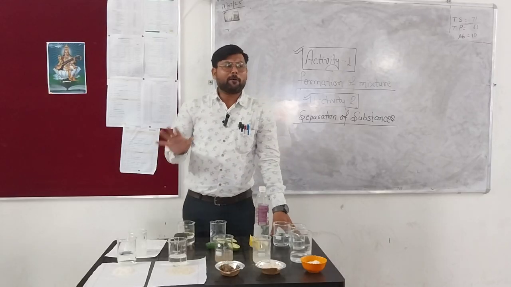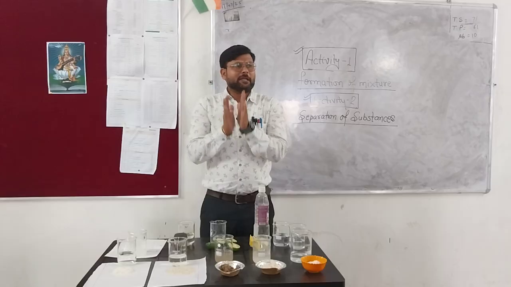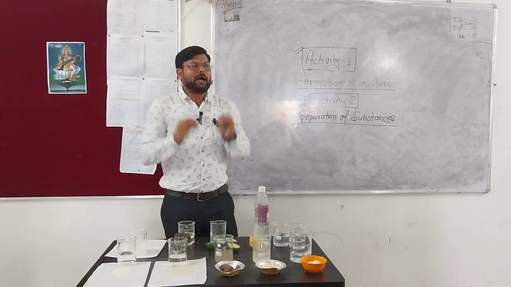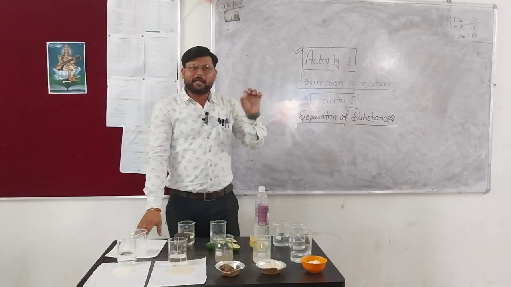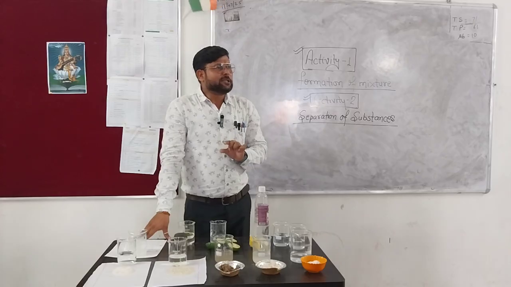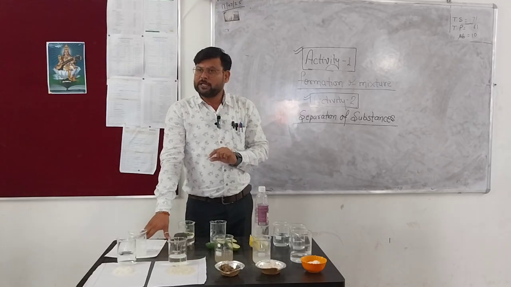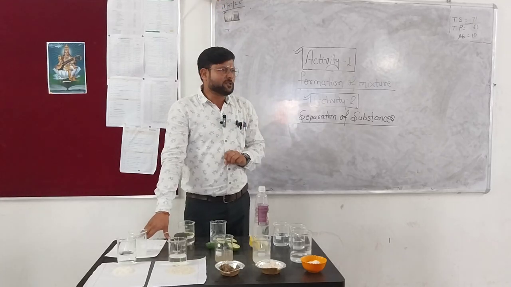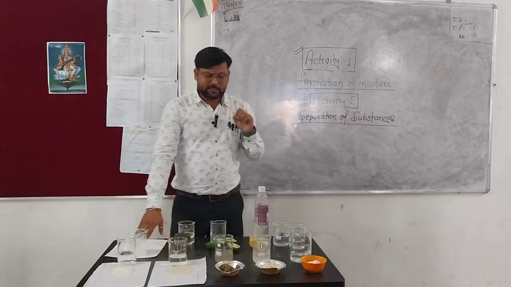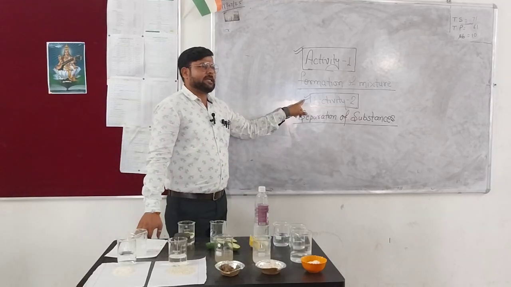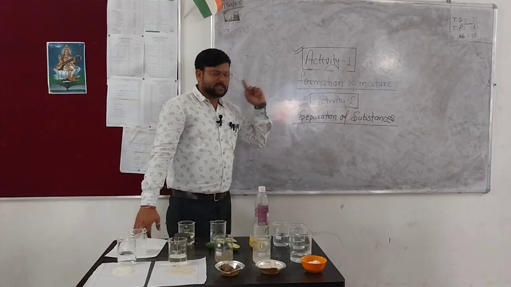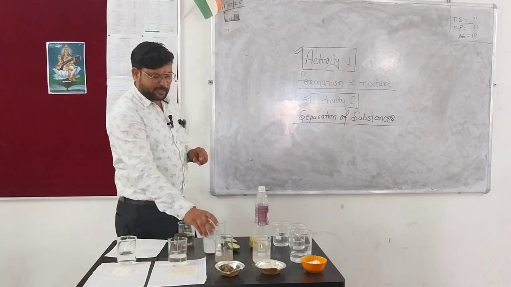Types of mixture. Initially we studied that when we add two different components, if they get easily dissolved, they generally form a homogeneous mixture. If they can't dissolve, then they form a heterogeneous mixture. Now beta, activity number two, separation of substances. How do you separate two different substances?